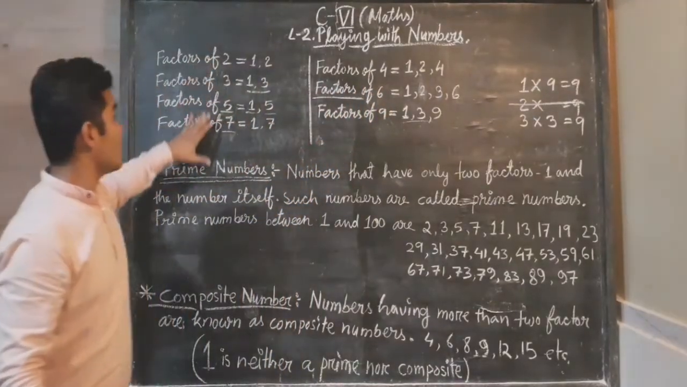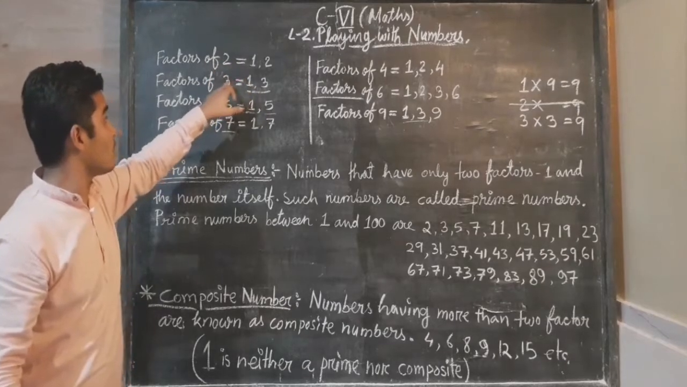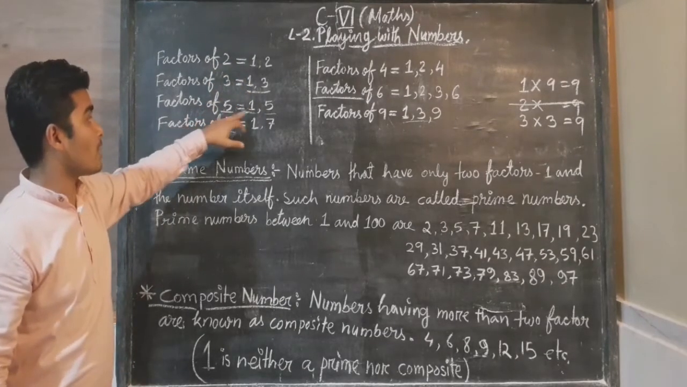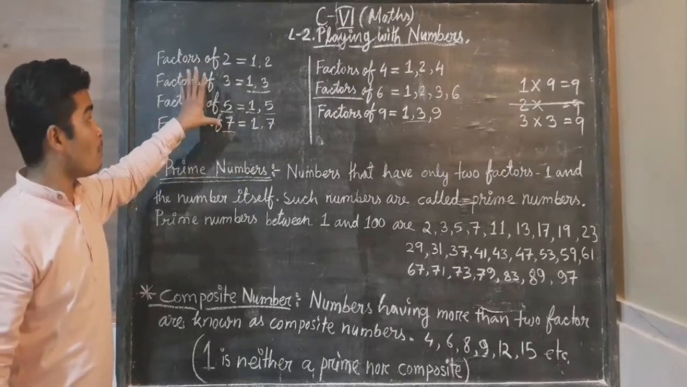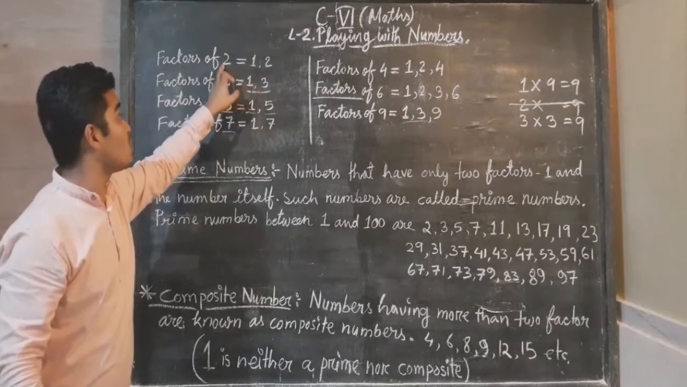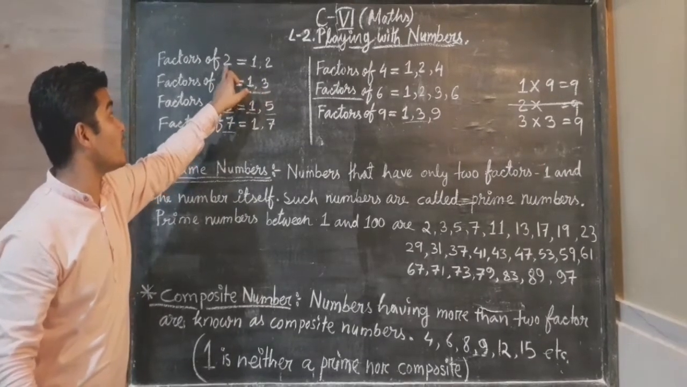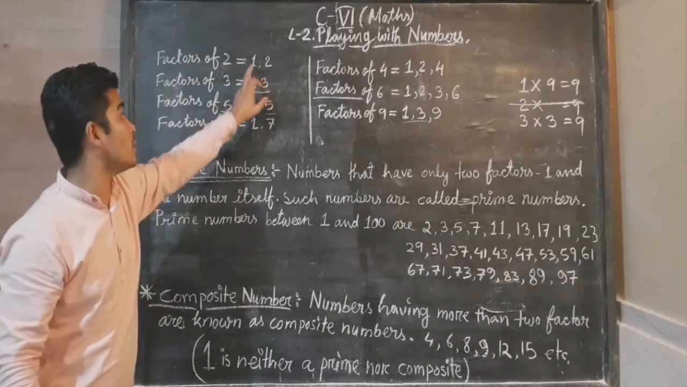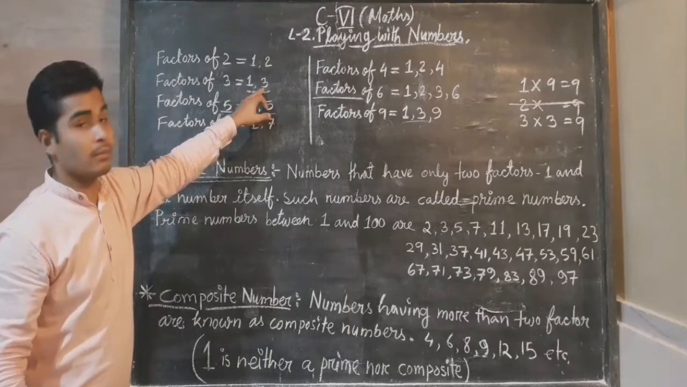But you can see these numbers, they have exactly 2 factors. 2 also has 2 factors, 3 also 2 factors, 5 also 2 factors, and 7 also 2 factors. So these numbers have exactly 2 factors: 1 and the number itself. Factors of 2 are 1 and the number itself, 2. And factors of 3? 1 and 3, the number itself.